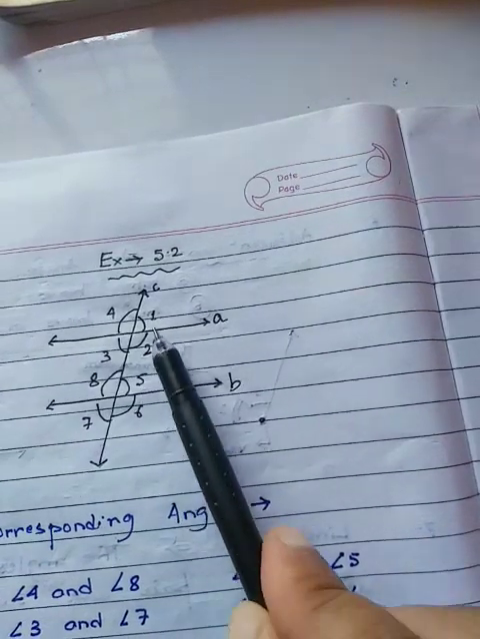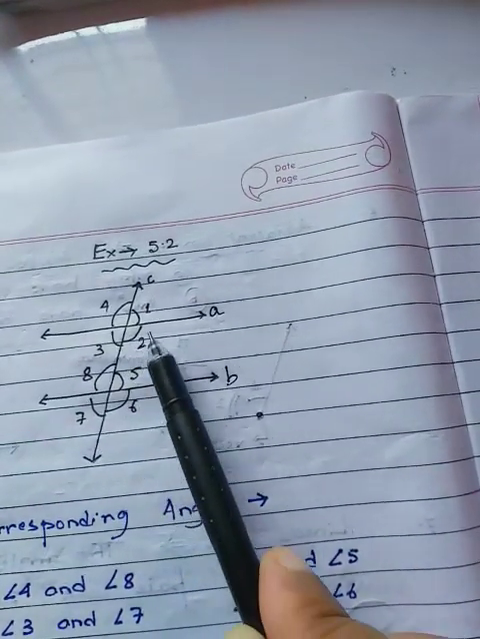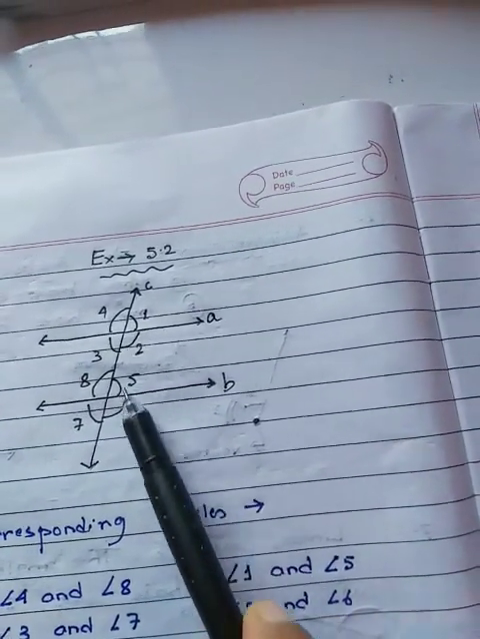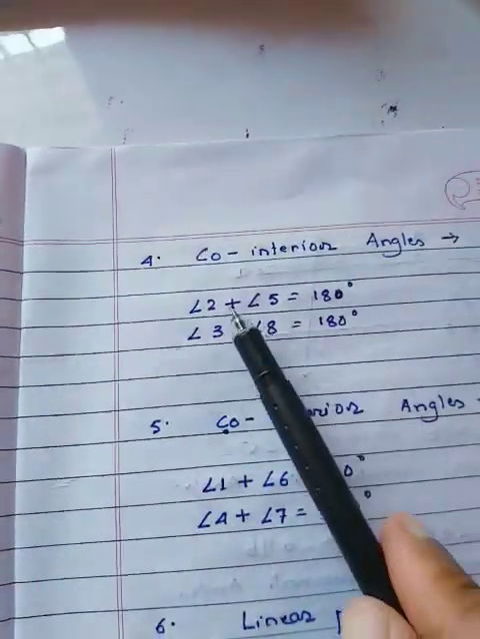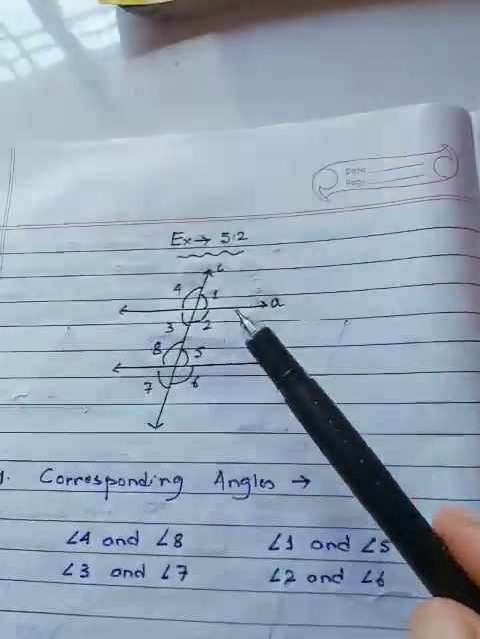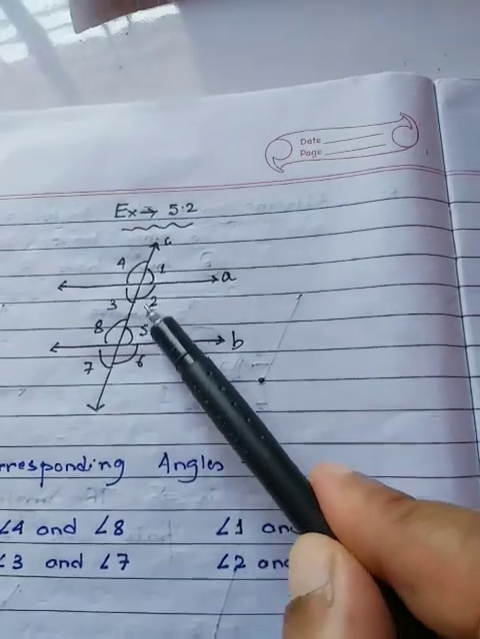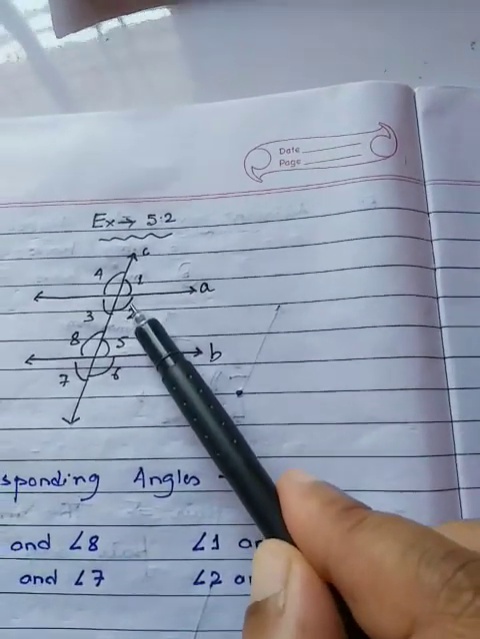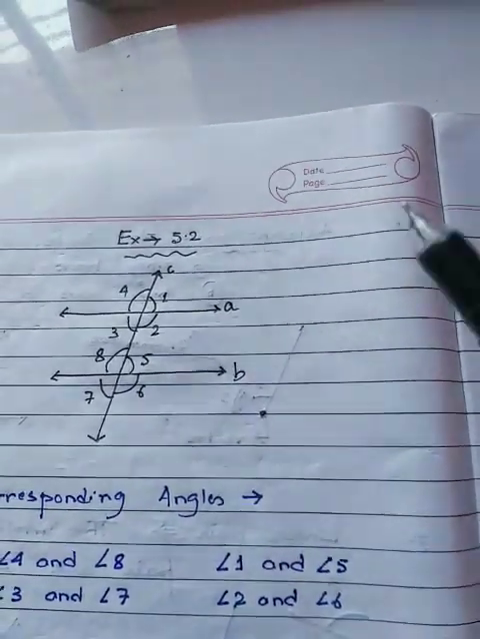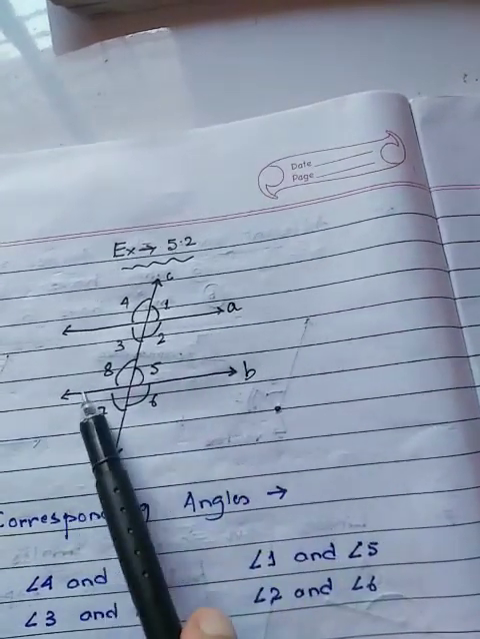Now these two angles which are on the same side of the transversal, that is 2 and 5, they are also related to each other. How? See, 2 plus 5 equals 180 degrees. That means the sum of these two angles is equal to 180 degrees, and they are called co-interior angles. Co-interior angle. Why interior? Because it is inside the parallel lines.